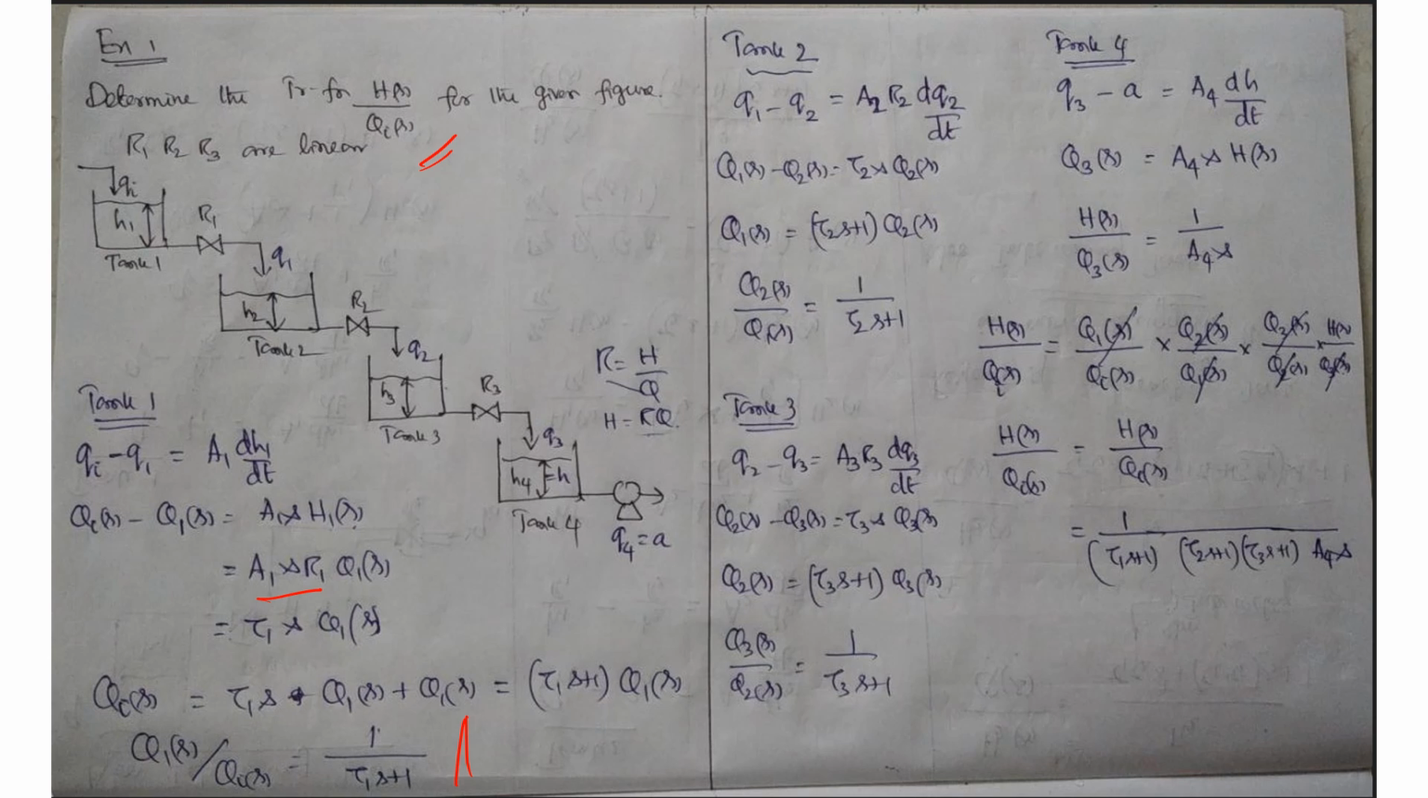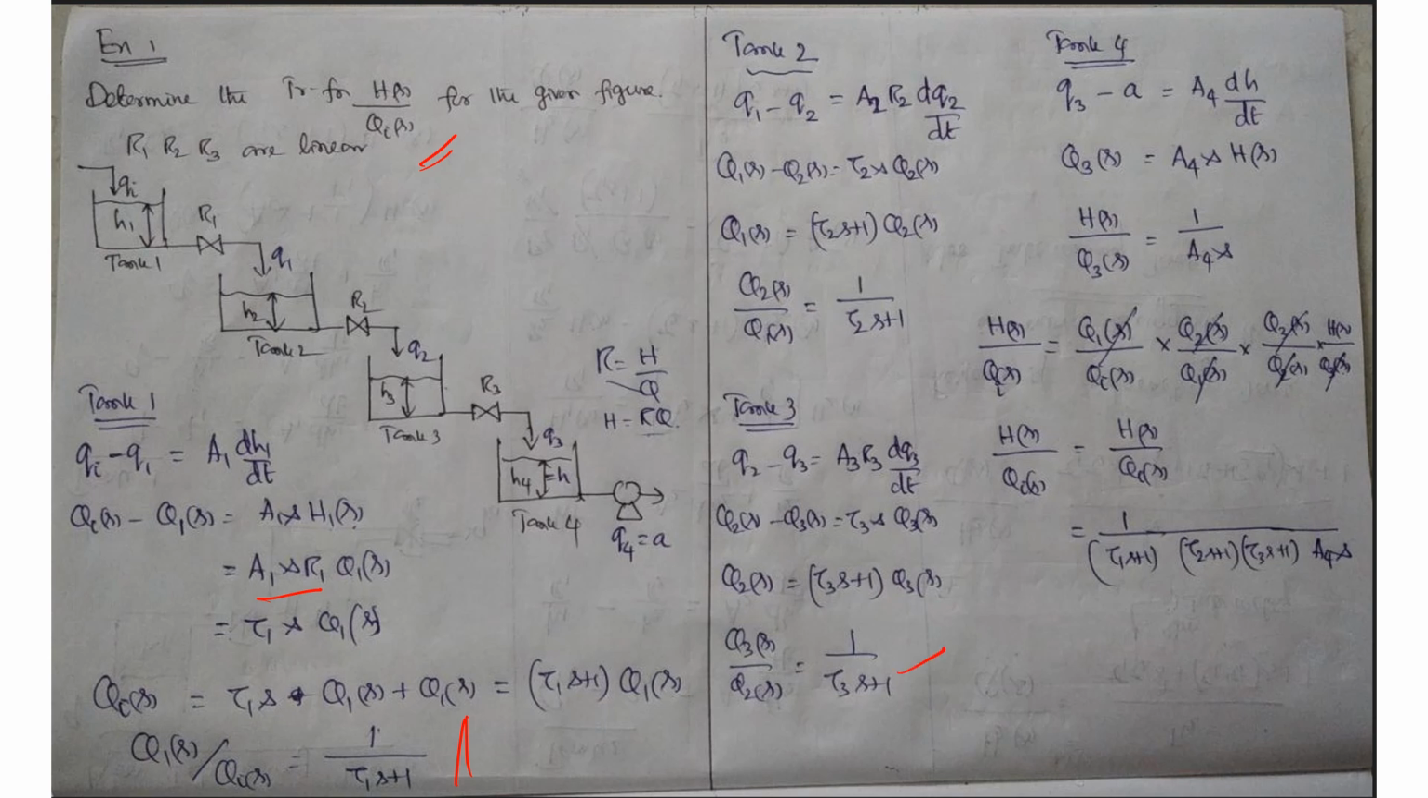Similarly, take tank 2, input is Q1, output is Q2, then take Laplace transform and have the expression as Q2 by Q1, because our concentration is on the final level, so you don't need to substitute the level for the outlet. Okay, so this is tank 2. Then tank 3 the same, Q2 minus Q3. From this we have this equation.